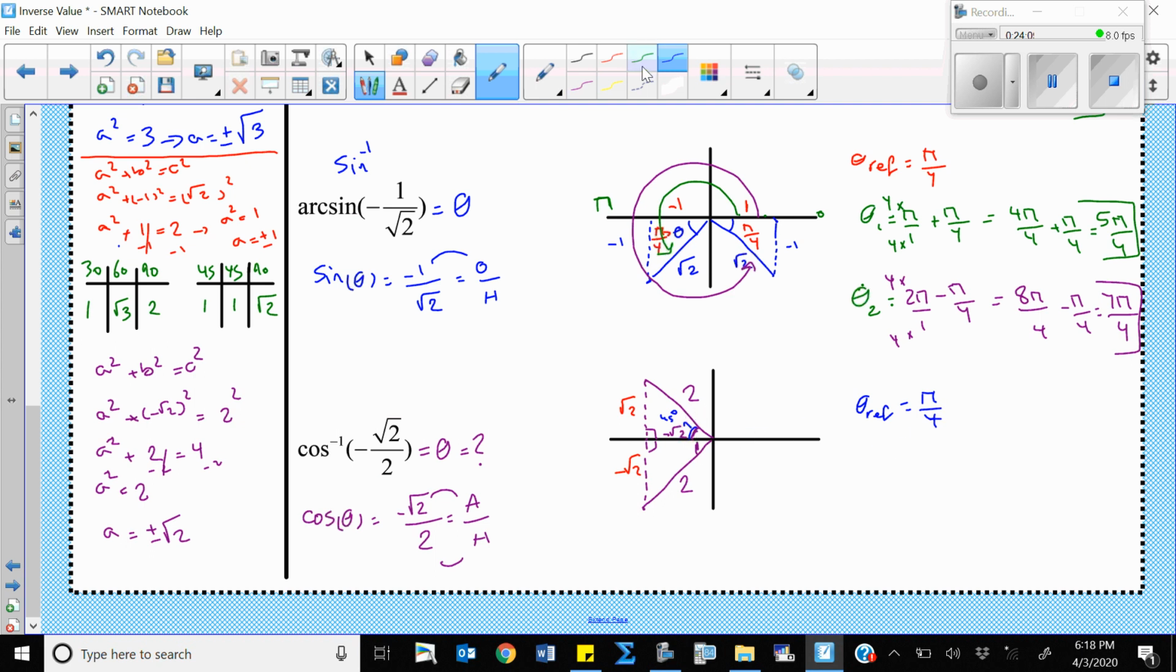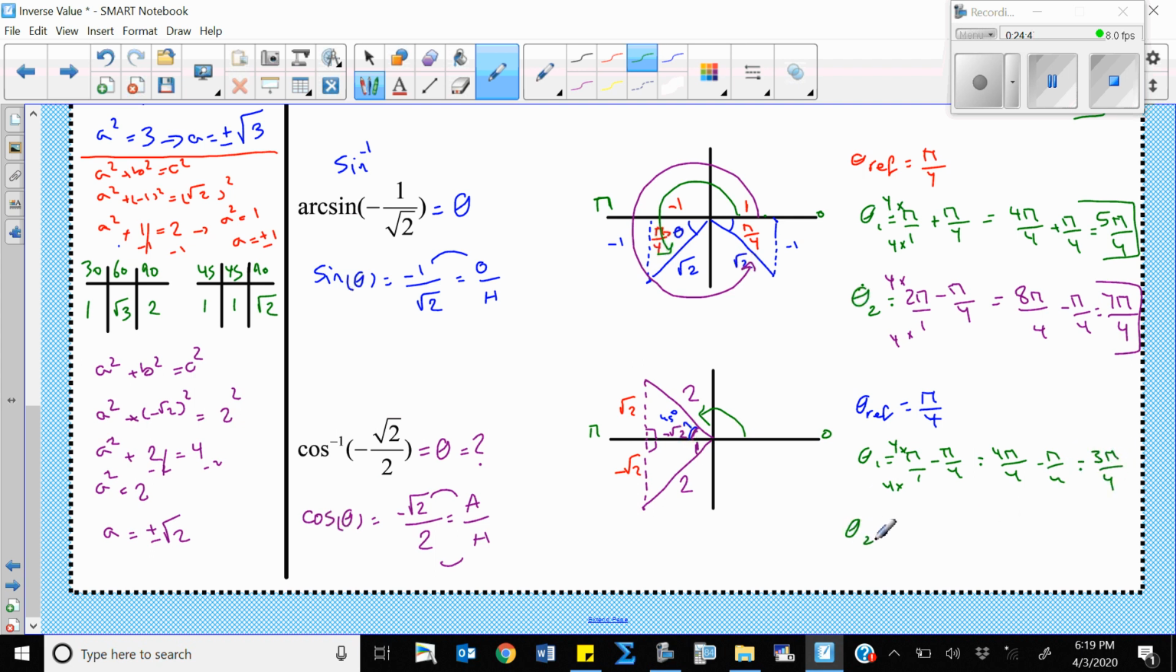Now I'm looking for my original angles. The first one is going to start from here and go here. So how do I find this? I know that if I had gone from this point to this point, that would be pi. Now I just need to subtract this value from pi. So theta 1 will be pi minus pi over 4. Again, make the same denominator: 4 pi over 4 minus pi over 4, that will be 3 pi over 4.